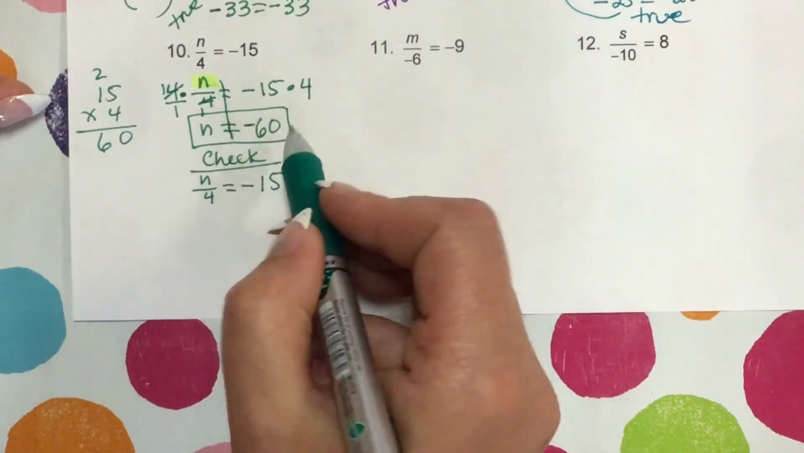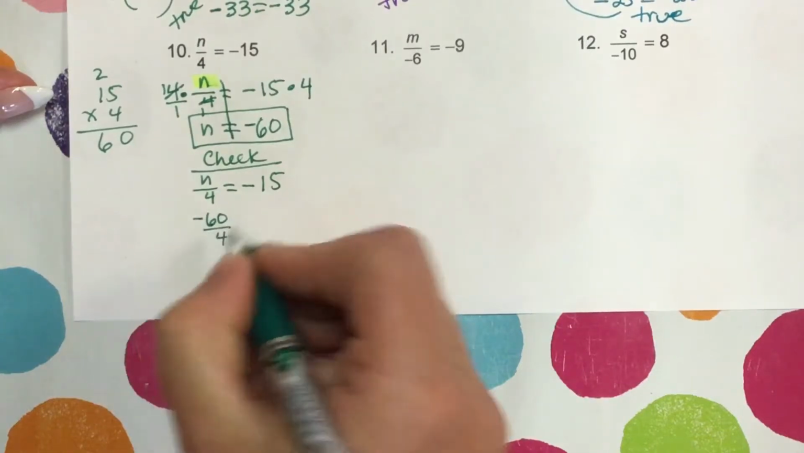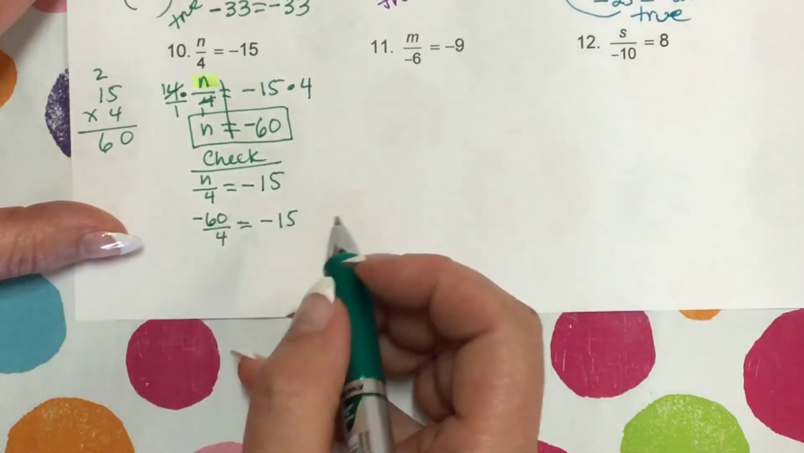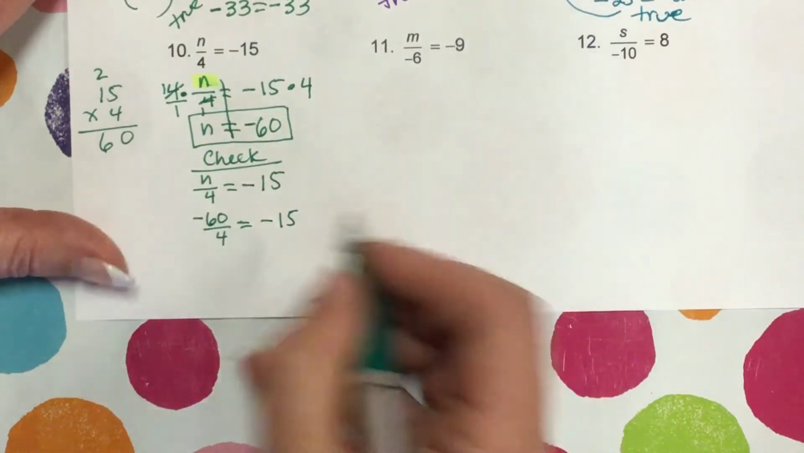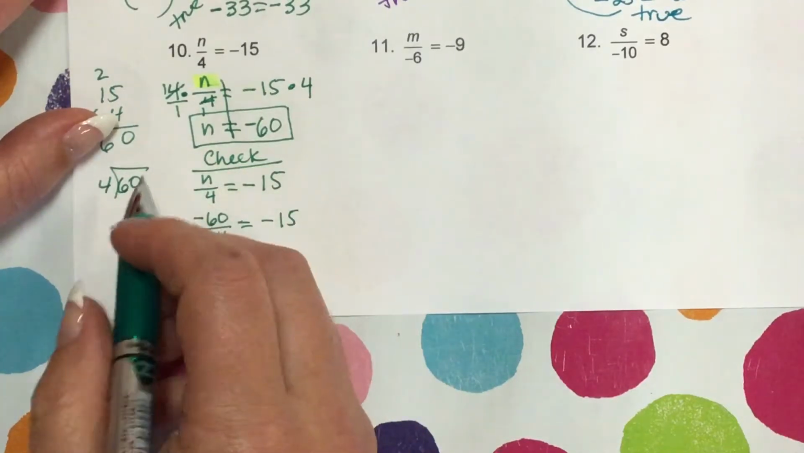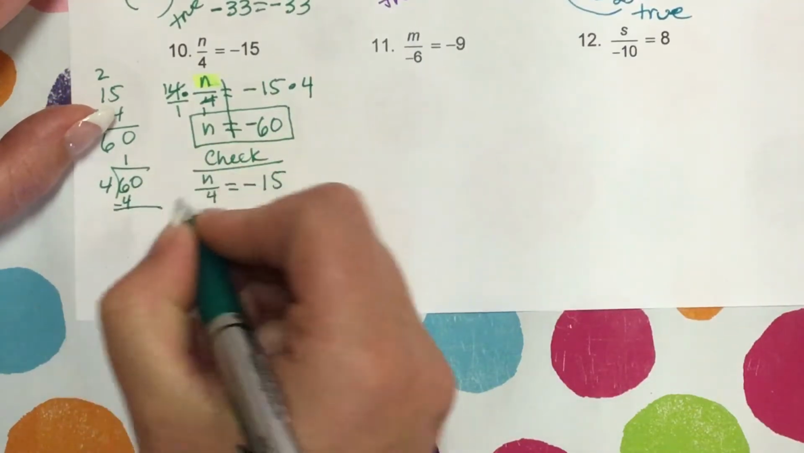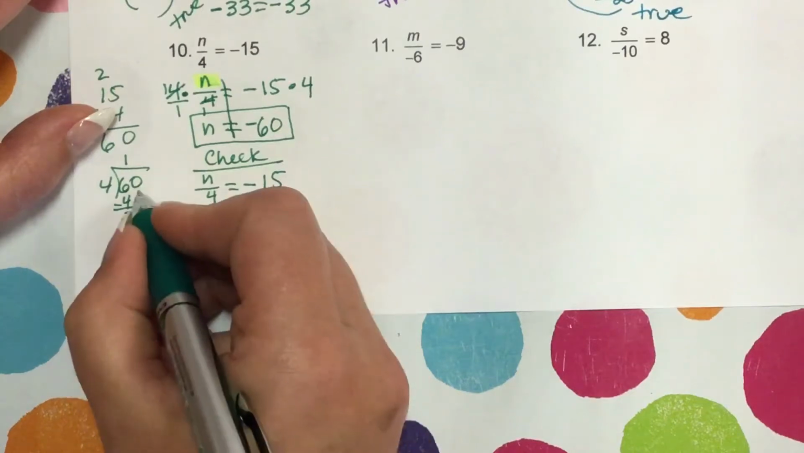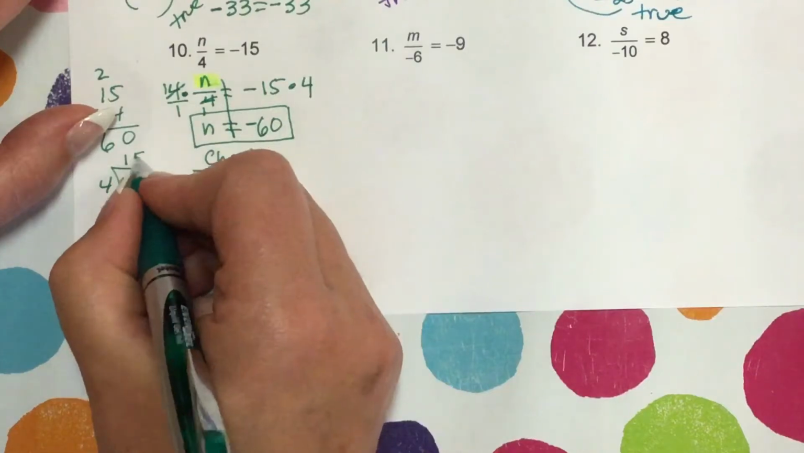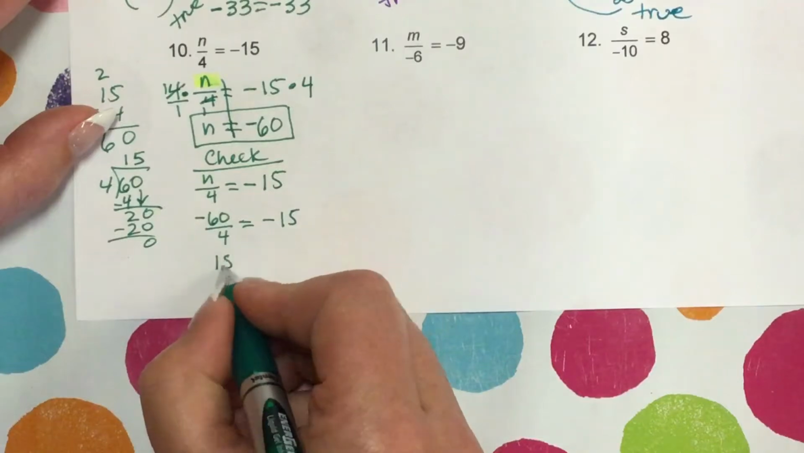And then I'm going to substitute negative 60 in for n. Like that. Perfect. So now I have to figure out what is 60 divided by 4. I'm going to do that on the side here. 4 goes into 6 one time. 1 times 4 is 4. 6 minus 4 is 2, and I drop that 0 down, and then I figure out how many times 4 goes into 20. 4 goes into 20 5 times. 5 times 4 is 20, and there's no remainder. So the answer is 15.